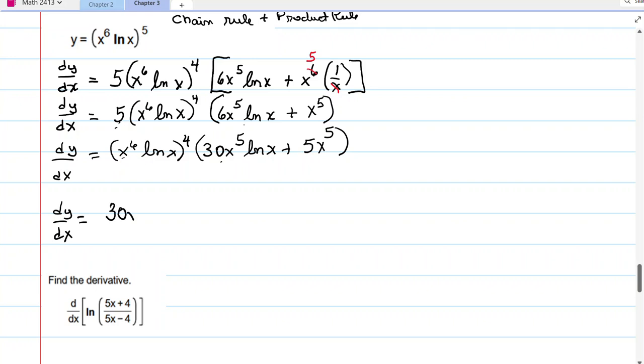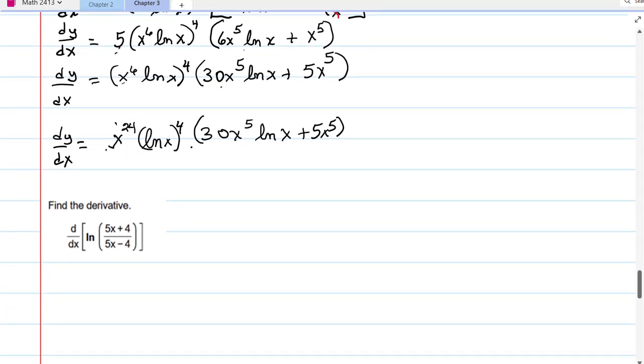30 x to the, oh, wait, sorry. I have to do the inside. I have to do this guy. Sorry, I did do it. x to the 24, power on a power you multiply, ln x to the 4th. And now I have that mess. I don't need that. There it is. Almost made a mistake. Always good days. Here we go. Now I can finish it up.